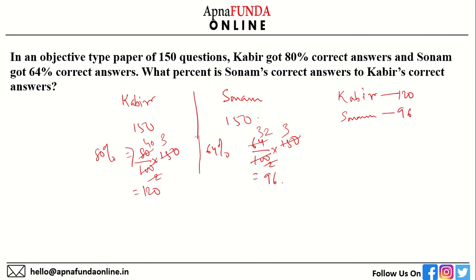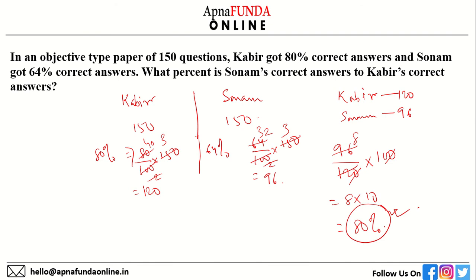What percent of Sonam's correct answer to Kabir's correct answer? So what we want to find is 96 divided by 120 into 100. This is what we want to find. It's 8 into 10, 80%. This is the answer that I have got. I hope you have solved along with me and you have also got the same answer.